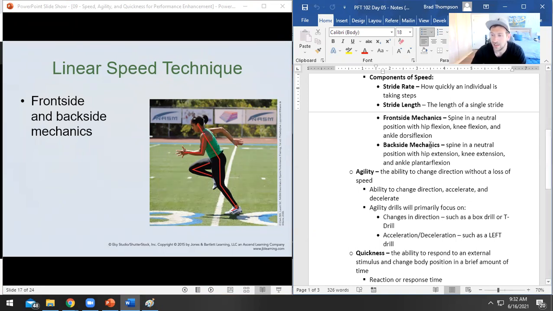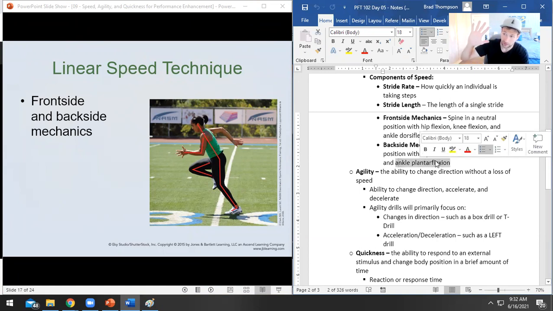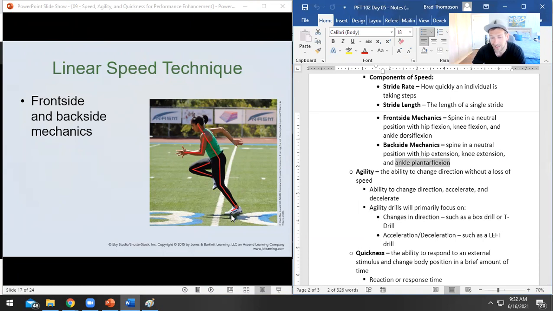So front side mechanics, like I said, hip flexion, knee flexion, and then ankle dorsiflexion. Backside mechanics, that's your plantar flexion. Your back foot should be toe pointed down, and you are kicking off with the ball of your foot using your calf, glutes, hamstrings, quads, all of it. So that is what we see in every stride.